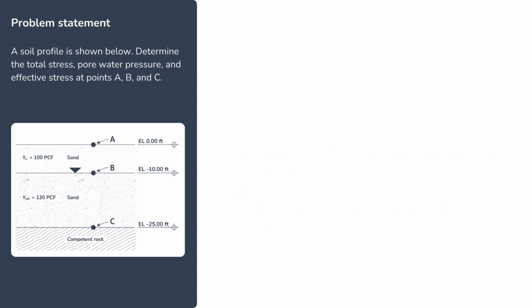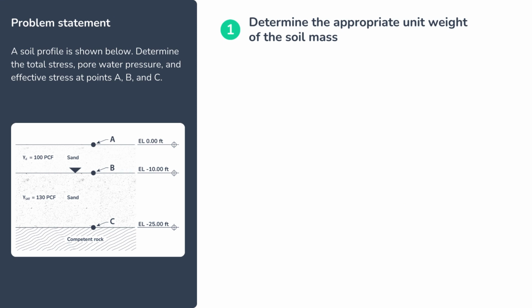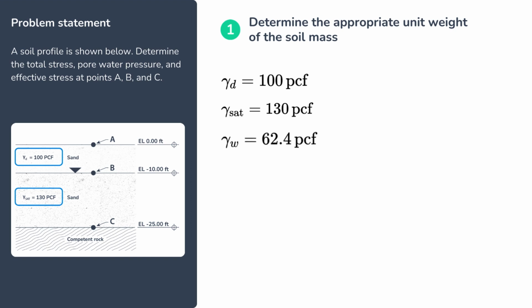Now, for our problem, first, determine the appropriate unit weight of the soil mass. Using the given values, we have the dry unit weight as 100 pcf, saturated unit weight as 130 pcf, and water unit weight as 62.4 pcf.